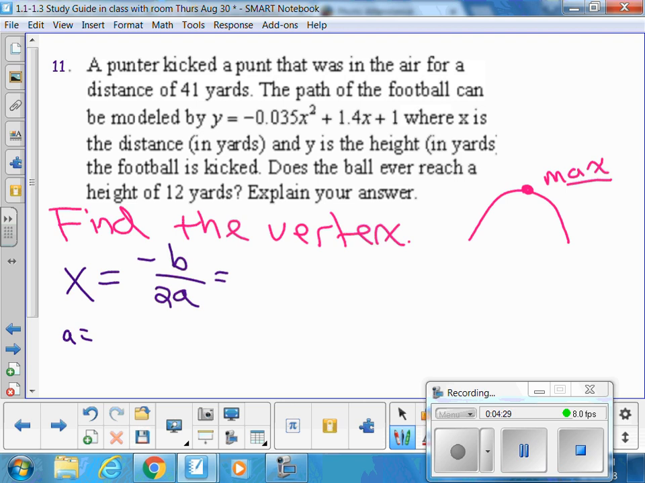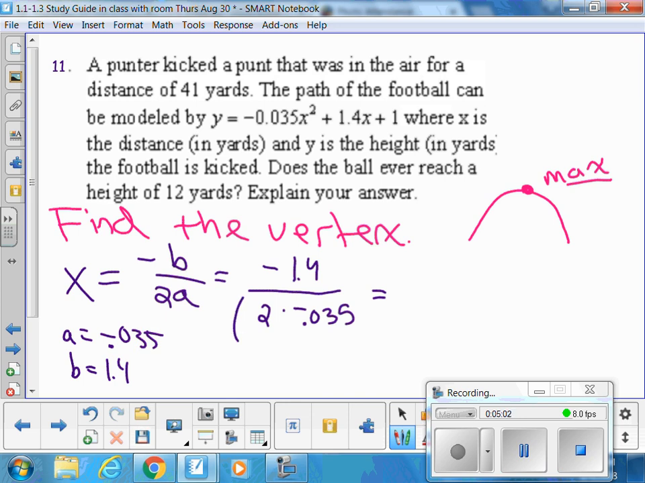Our a value is negative 0.035. Our b value is 1.4. We don't need the c value, but it is 1 if you are jotting that down. All good so far? Don't want to go too fast. All right, so negative b would be negative 1.4, over 2 times a, so 2 times negative 0.035.